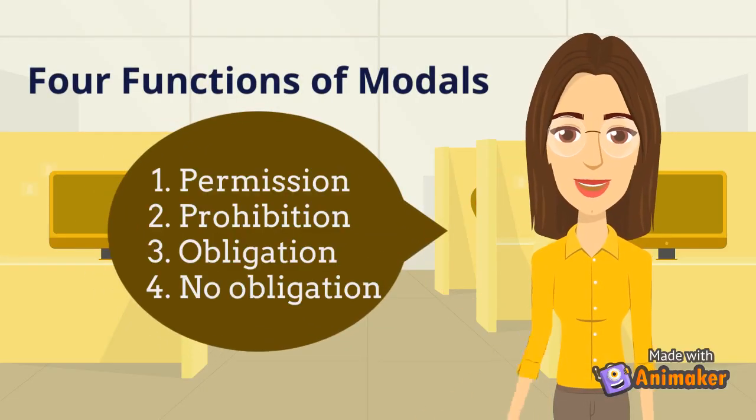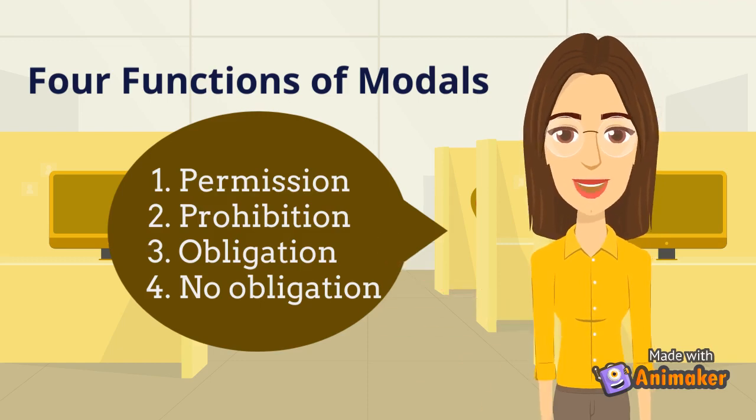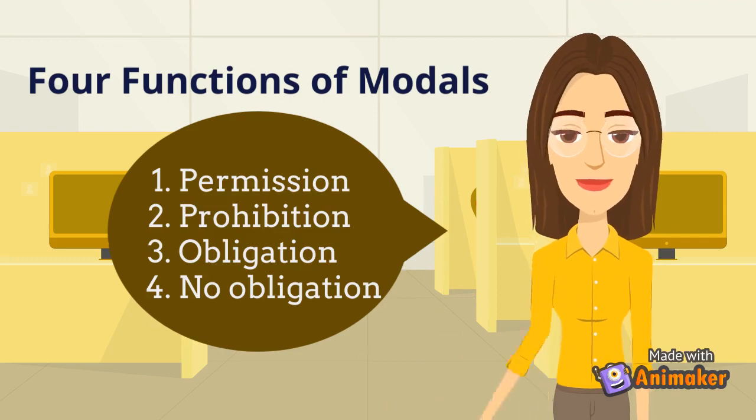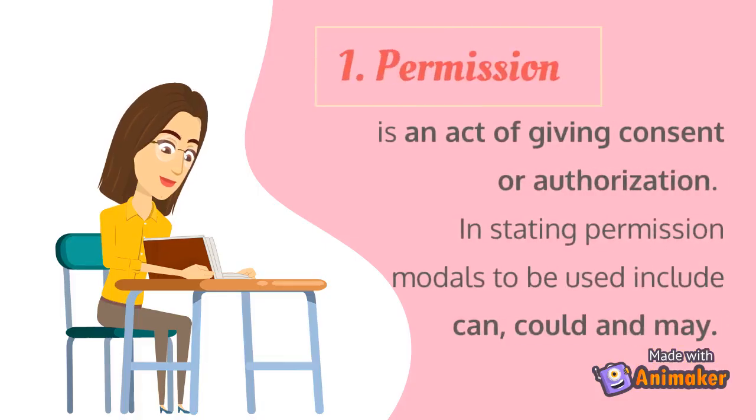There are 4 functions of modals. Namely, permission, prohibition, obligation and no obligation. The first function of a modal is permission. Permission is an act of giving consent or authorization. In stating permission, modals to be used include can, could, and may.